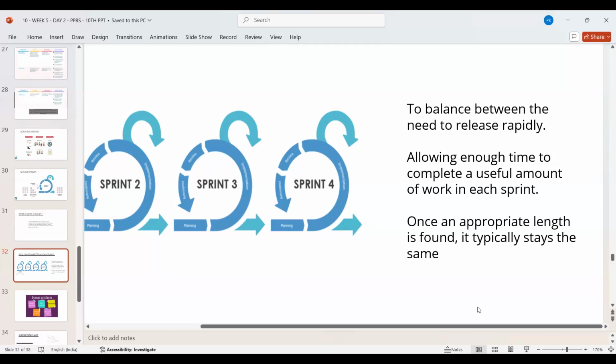So last but not the least, which is very important: once an appropriate length is found, typically it stays the same. Generally, before we start any implementation, we decide, okay, our sprint would be of 2 weeks or 4 weeks, whatever it is, one specific amount of time, and that continues for a longer period of time. That continues for your entire project duration. You don't get to change that in between.